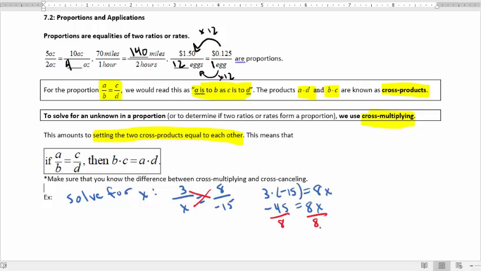And negative 45 over 8 is actually going to be negative 5.625. Because it's negative 5 and 5/8, and 5/8 is going to be 0.625, so it's negative 5.625. And I am going to write this as a decimal actually here. If it was a repeating decimal, then I would probably want to turn it into a fraction or a mixed number. But since it's a nice terminating decimal, I'll just leave it as a decimal here.